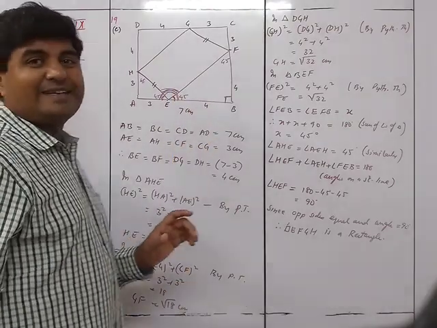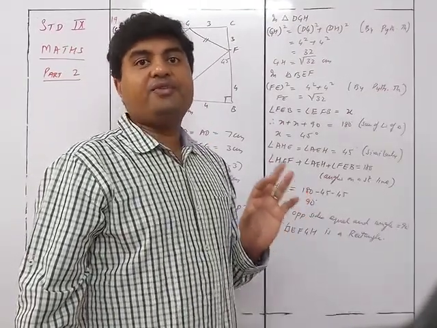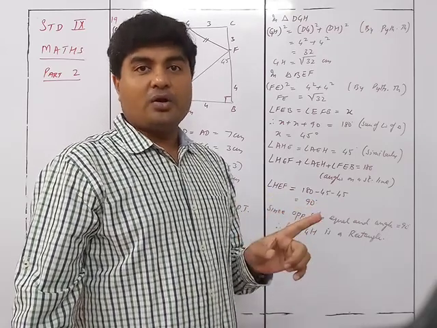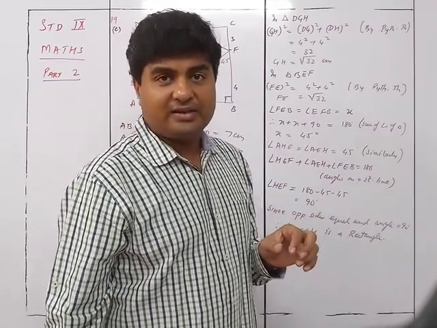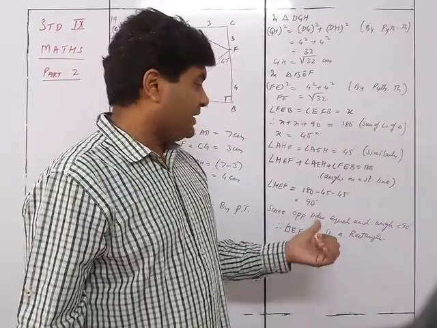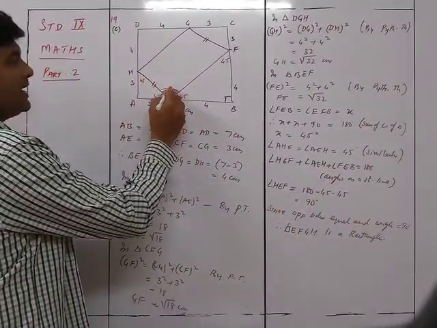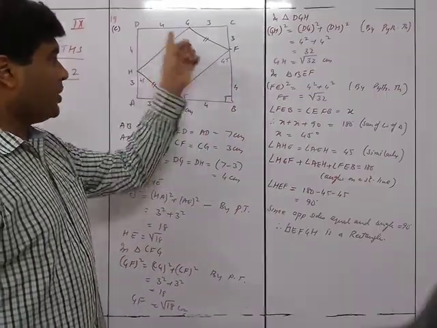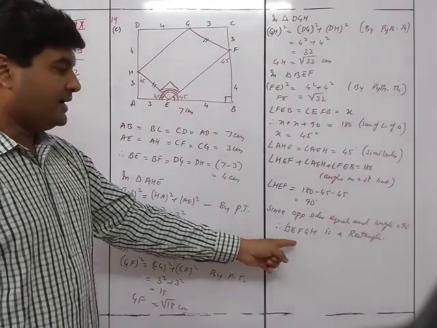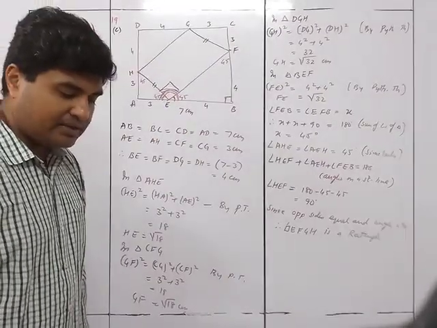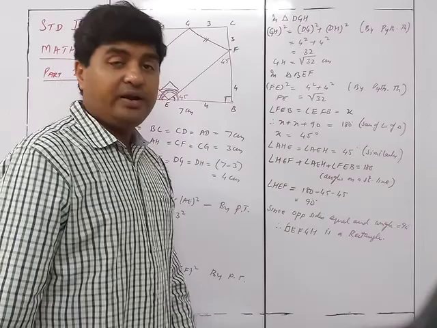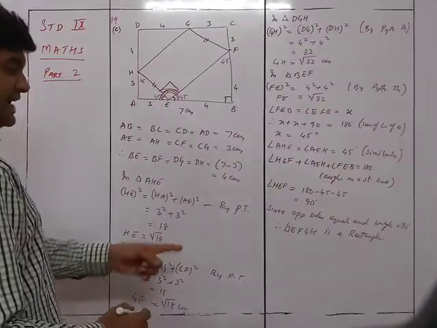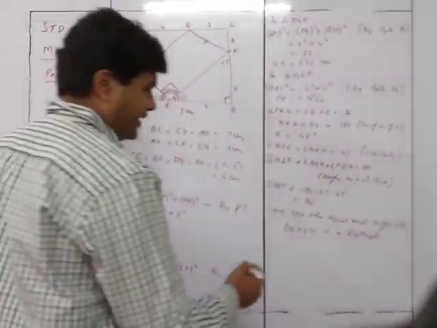Now, if opposite sides are equal, then it forms a parallelogram. But if a parallelogram has one of the angles as 90 degrees, automatically all the angles will be 90 degrees. So that's why we are proving that this angle over here is 90 degrees. We proved that this is 90, so this particular figure becomes a rectangle. So that is how you get that EFGH is a rectangle. Now I need to find the area and the perimeter. We already know the different sides, so we can find the area and perimeter.